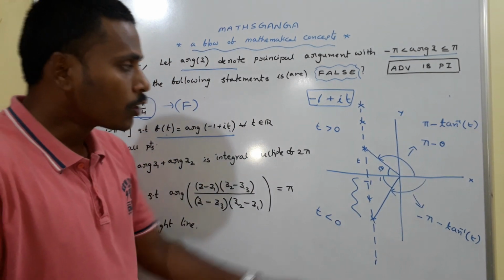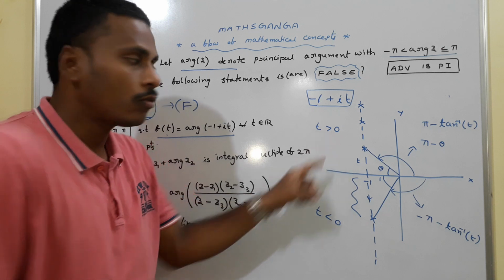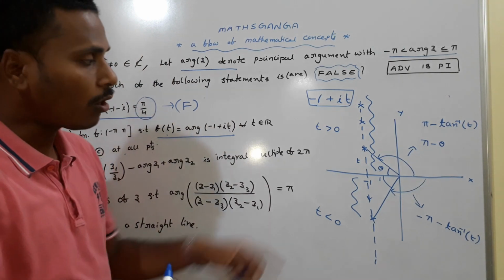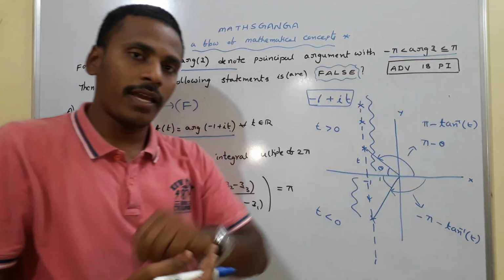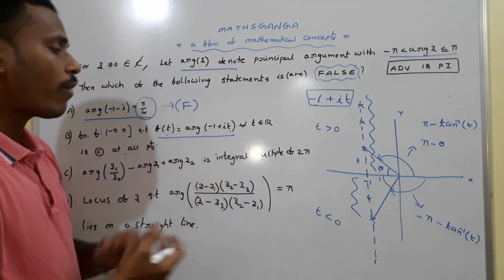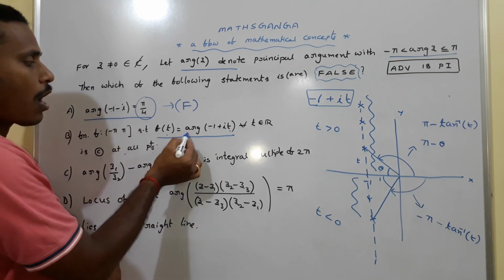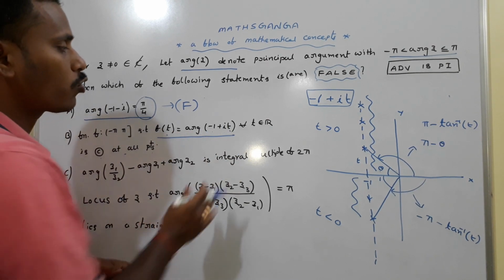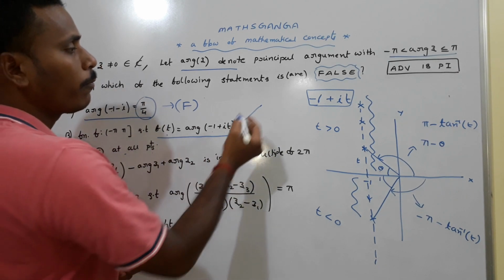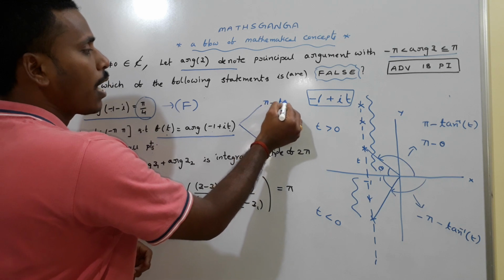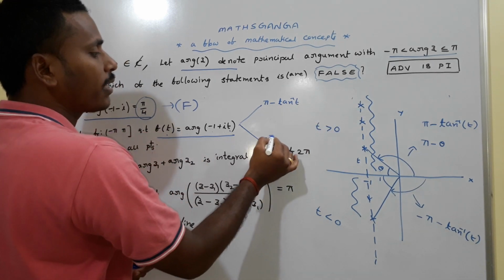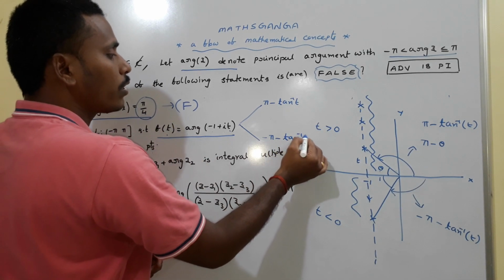So if t is positive, all the positive points are above the x-axis. For all these points, the argument is pi minus tan inverse t. For all these points, the argument is minus pi minus tan inverse t. So finally, we define the function argument of minus 1 plus it for all t belongs to R in two cases, one for t positive, the other for t negative. If t is positive, it is defined as pi minus tan inverse of t. And if t is negative, this is defined as minus pi minus tan inverse of t.